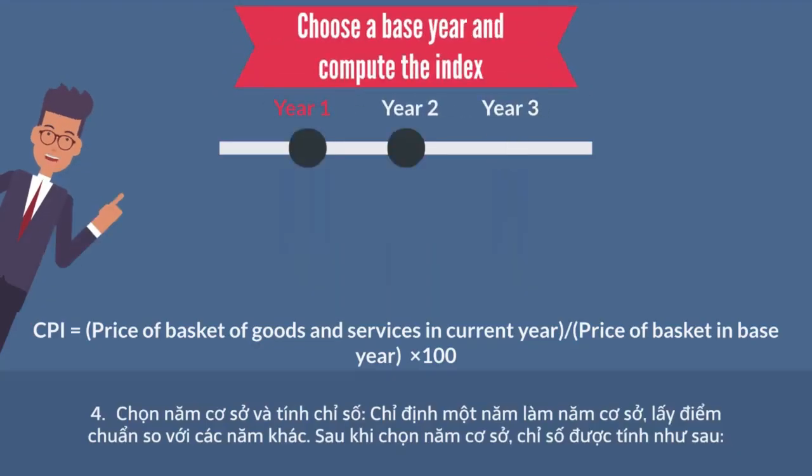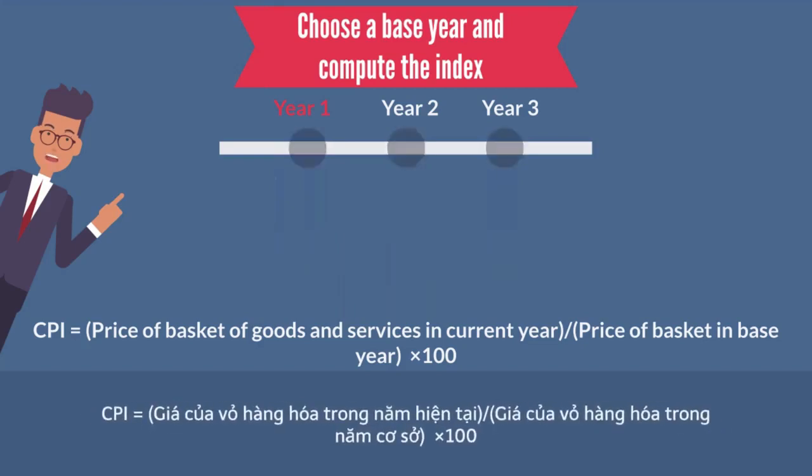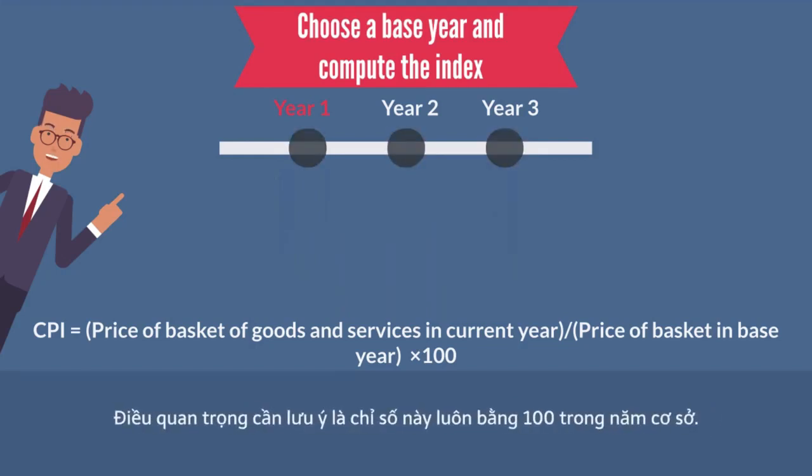4. Choose a base year and compute the index. Designate one year as the base year, the benchmark against which other years are to be compared. Once the base year is chosen, the index is calculated as follows. CPI equals the price of the basket of goods and services in the current year divided by the price of the basket in the base year, multiplied by 100. It is important to note that the index is always 100 in the base year.